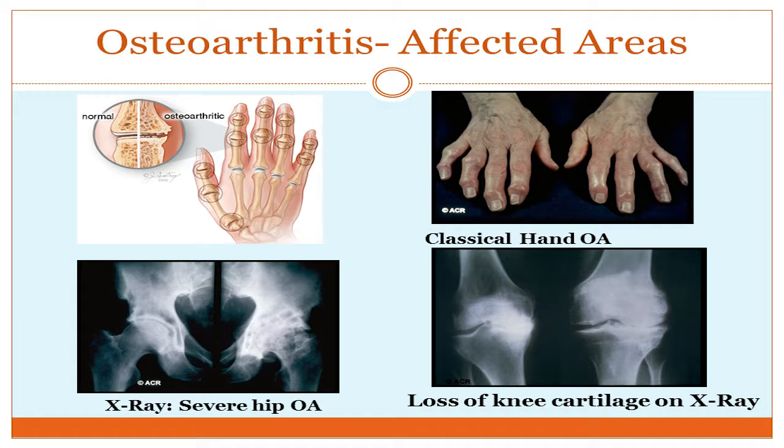Here are some pictures of osteoarthritis affecting the hips and the knees. On the lower left is an x-ray of the pelvis showing both hips. With this hip, you can see a nice space in between the thigh bone and the pelvis. It looks relatively smooth, okay?